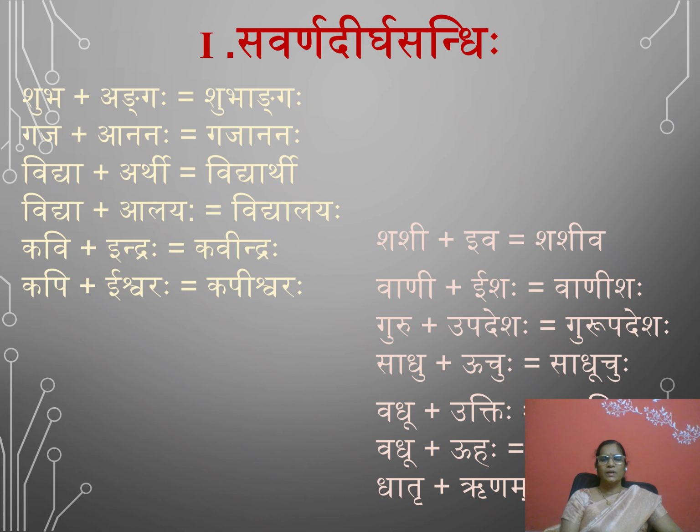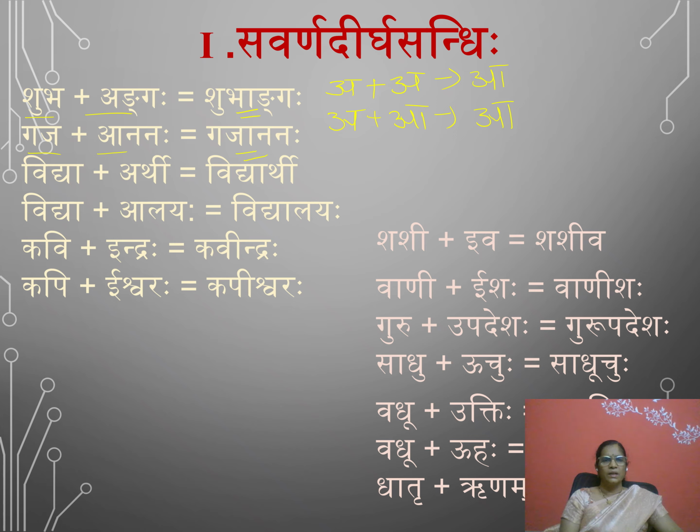First one, Savarna Dirgha Sandhi. In this, the first word is Subha plus Angaha. The first word's last letter is A, and the second word's first letter is A. By adding these two, we got A: Subhangaha. Next one, Gaja plus Ananaha. The first word ended with A, the second word started with A. Then we got Gajananaha, A we got.